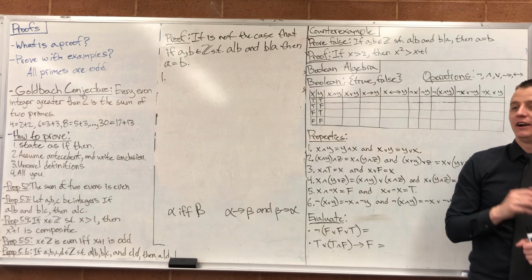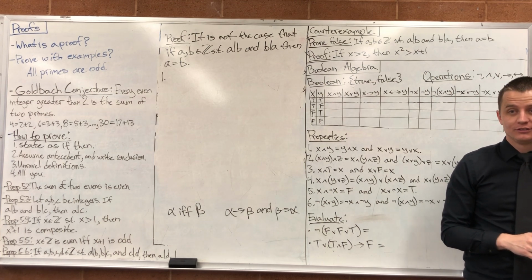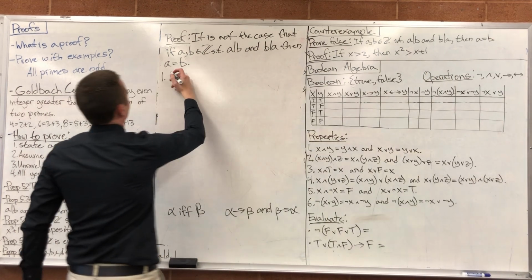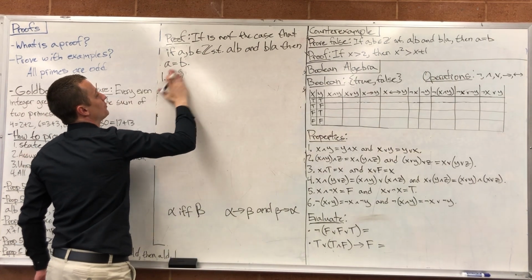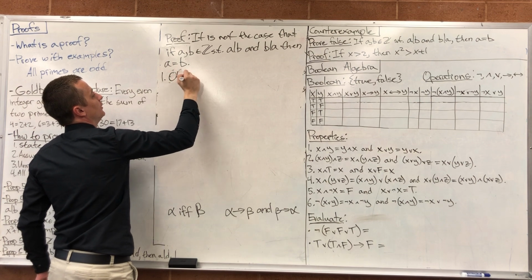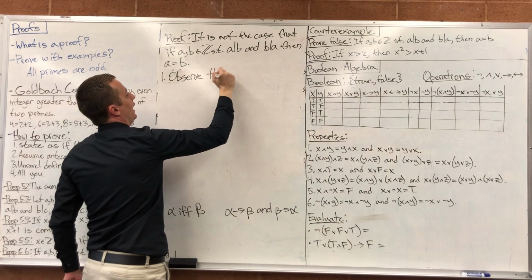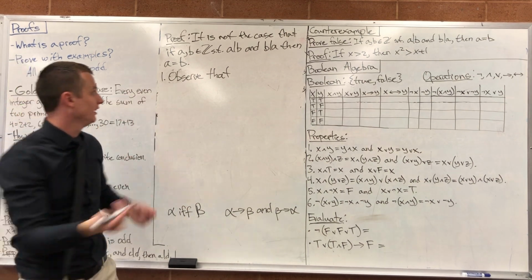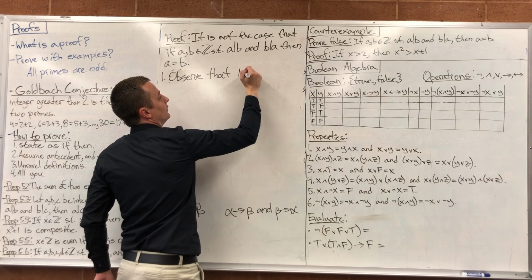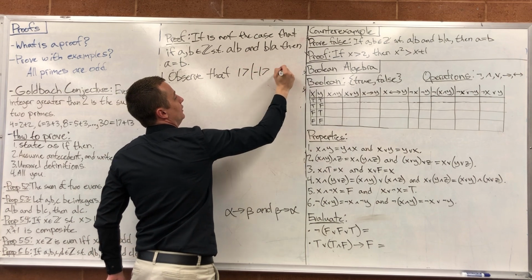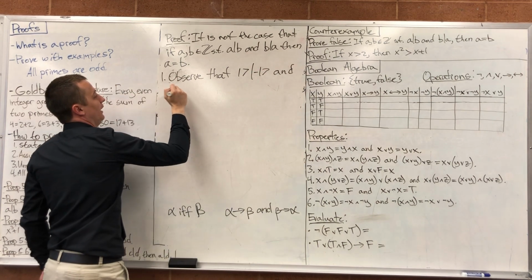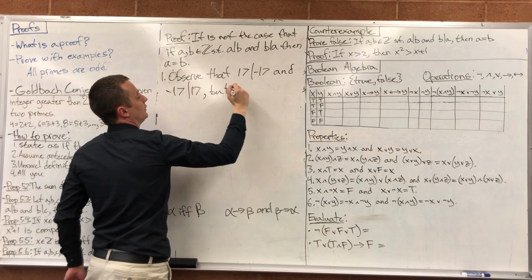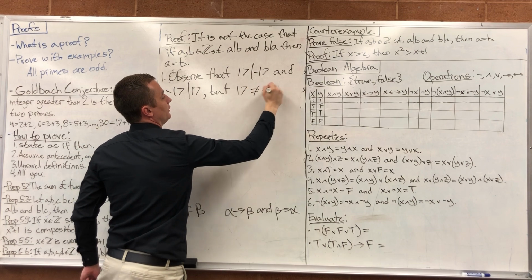What's the problem? Need to find two integers. Oh, you can use a negative number. There we go. Observe that. What's the number? 1. Let's be more creative. Observe that 17 divides negative 17, and negative 17 divides 17, but 17 is not equal to negative 17.